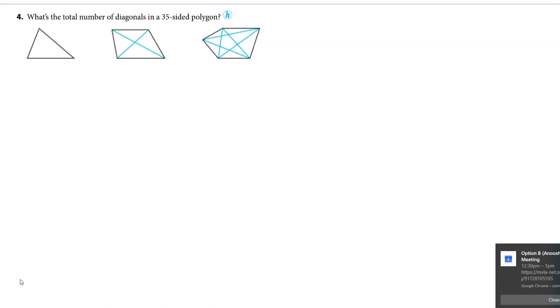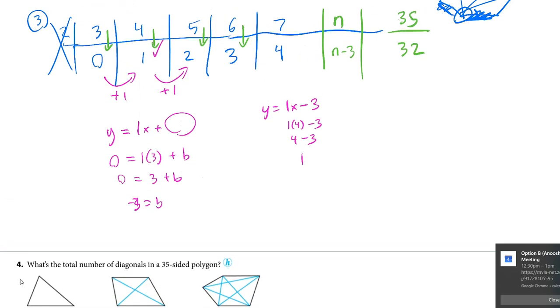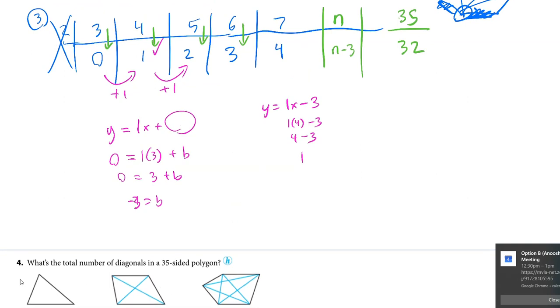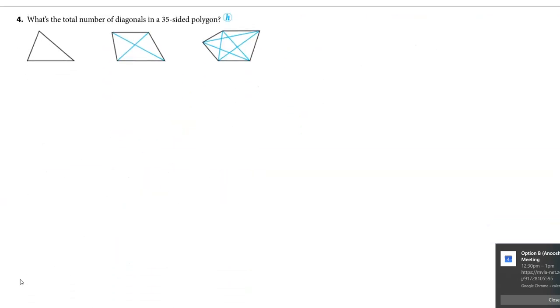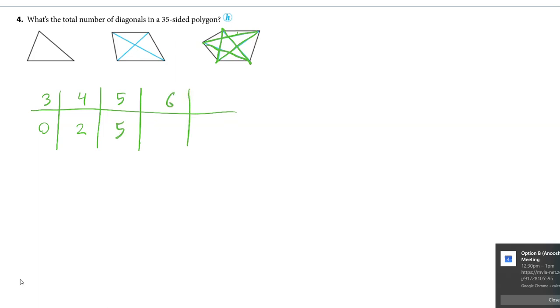Okay, so we could do it either with a pattern or we could build on previous information, right? So we'll look at it both ways, okay? So for this one, we'd say, all right, well, let's set up our table. Okay, so we start with 3. If there's 3 sides, we have 0 diagonals. If there's 4 sides, there's 2 diagonals. If there's 5 sides, it's going to be hard to count. So I'm just going to trace it. 1, 2, 3, 4, 5. So there were 5. For 6, it's going to be harder to count.